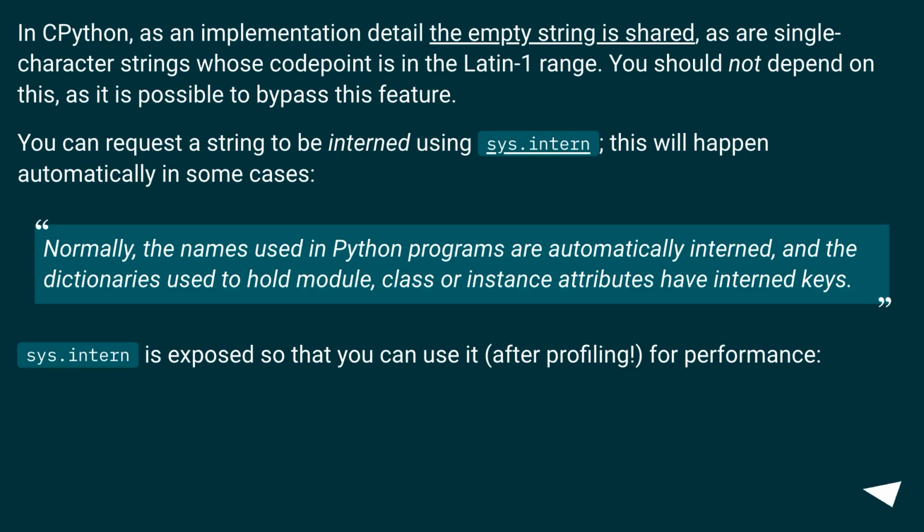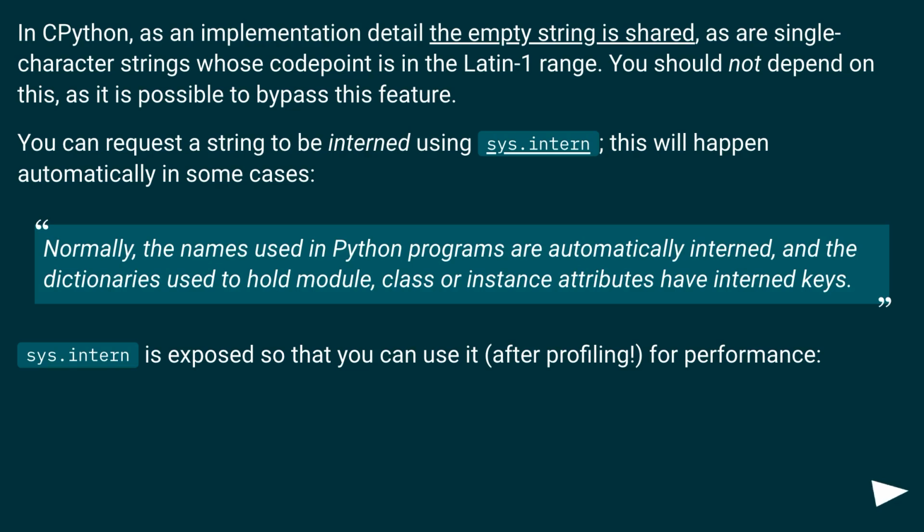In CPython, as an implementation detail, the empty string is shared, as are single character strings whose code point is in the Latin 1 range. You should not depend on this, as it is possible to bypass this feature. You can request a string to be interned using sys.intern. This will happen automatically in some cases.